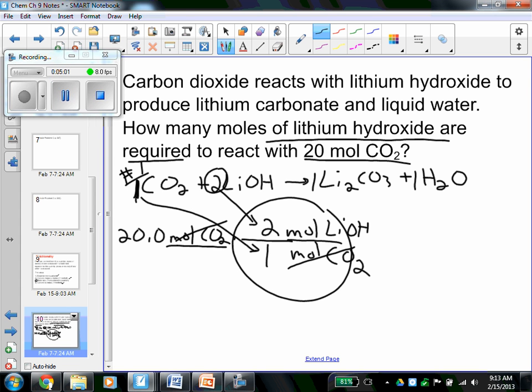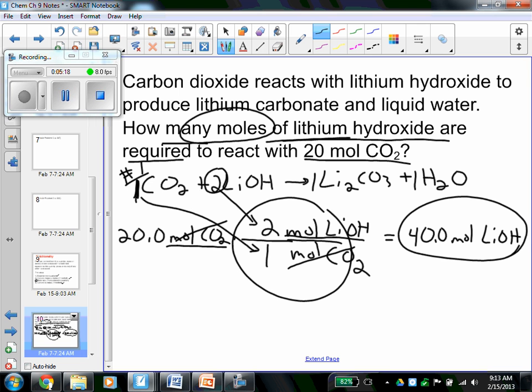Step number 4, do I have to do it? Step number 4 says convert to mass. Well, the question says how many moles of lithium hydroxide? I'm in moles of lithium hydroxide, so I'm done. So 20 times 2 is 40 moles of lithium hydroxide. That's stoichiometry, okay? I converted from one thing in a balanced chemical equation to another thing in the balanced chemical equation. All right, let's move on.